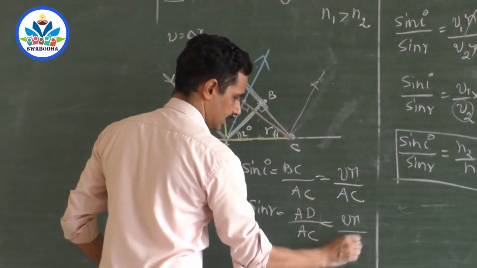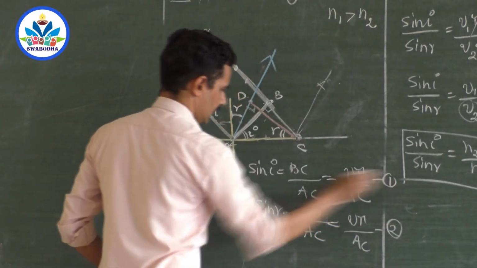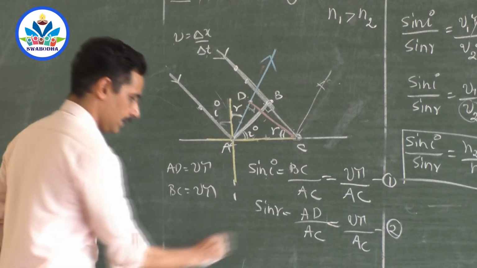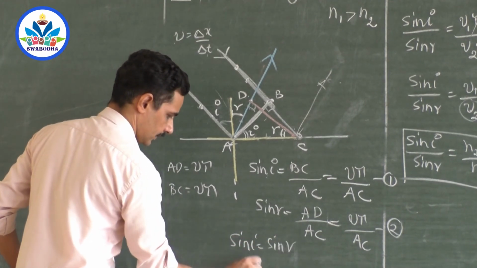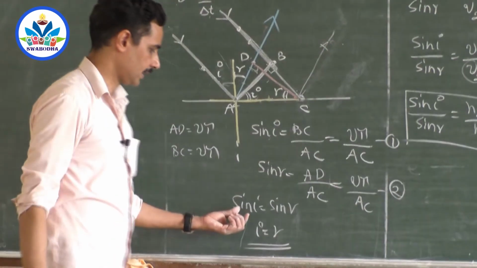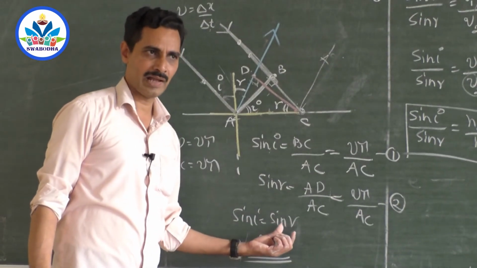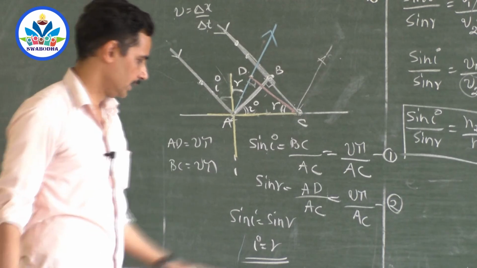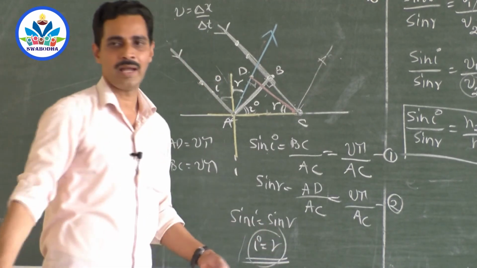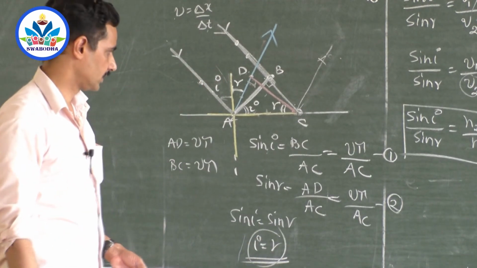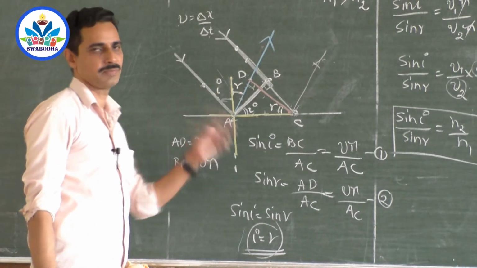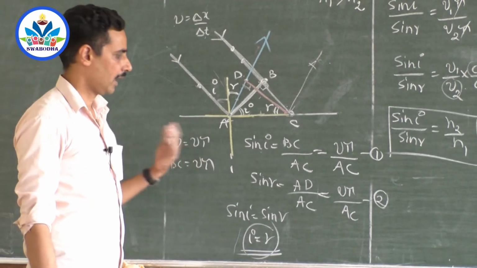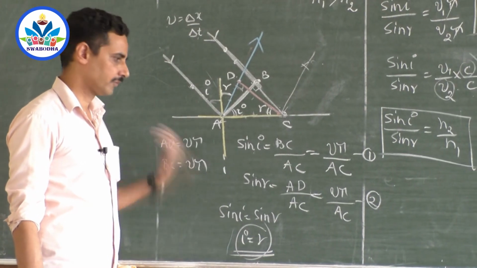So what do you mean by this? The right hand sides of these two equations, that is sin I and sin R, are the same. Sin I is equal to sin R, so I is equal to R. If sin theta equals sin theta dash, then theta and theta dash must be the same. So I and R are the same. So the angle of incidence equals the angle of reflection. That means light gets reflected back at the same angle with respect to the normal. This is how we prove the law of reflection.